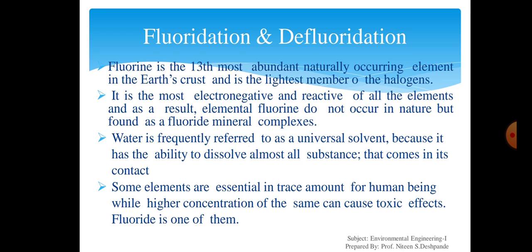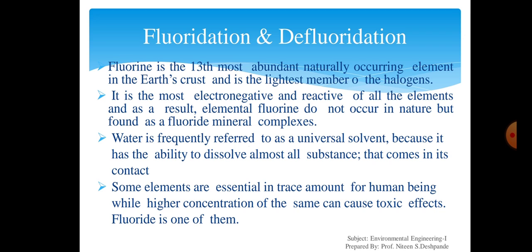Now we'll move towards the last topic of today's discussion, that is fluoridation and defluoridation. Fluorine is the 13th most abundant naturally occurring element in the earth's crust and is the lightest member of the halogens. Though fluorine is the 13th most abundant naturally occurring element, it does not occur free in nature, but is found as fluoride mineral complexes.